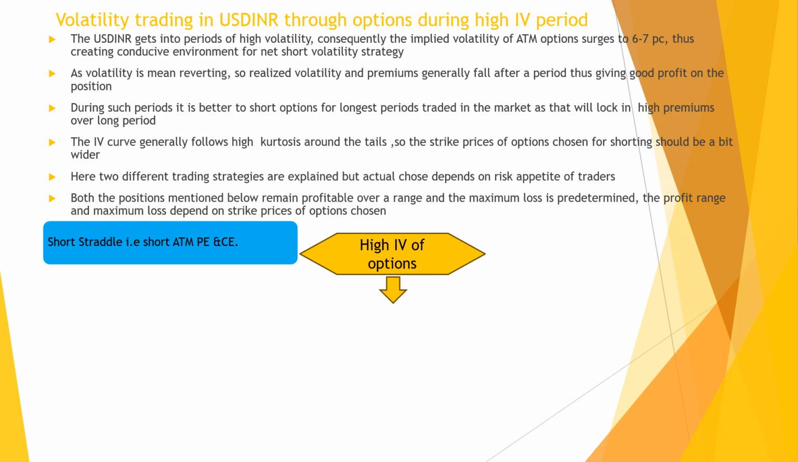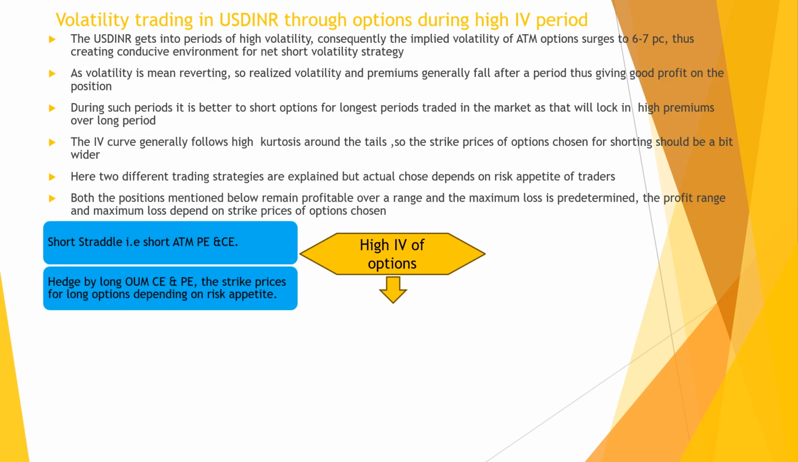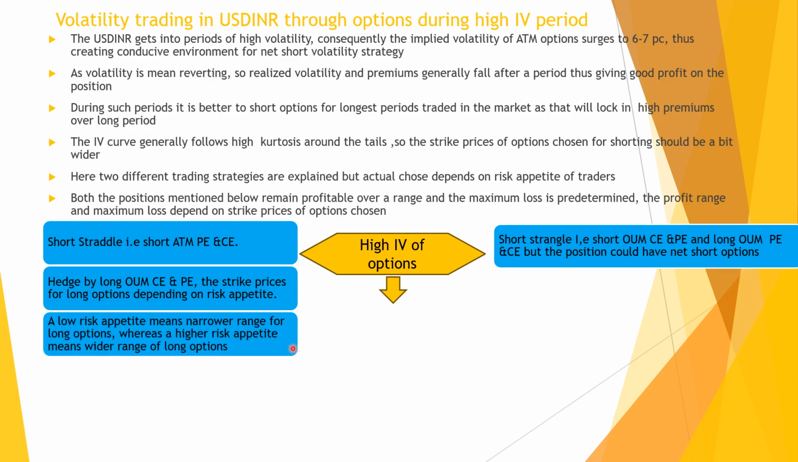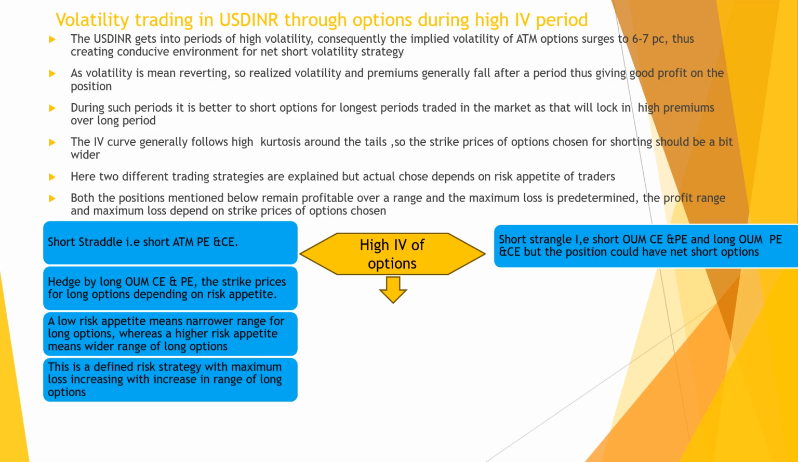One strategy is the short straddle, that is short at the money call and put options, and hedge the same by long out of money call and put options. The strike prices for long options depends on the risk appetite of the traders. As low risk appetite means a narrower range for the long options, whereas a higher risk appetite means a higher range of the long options. This is a defined risk strategy with maximum loss increasing with increase in the range of the long options.